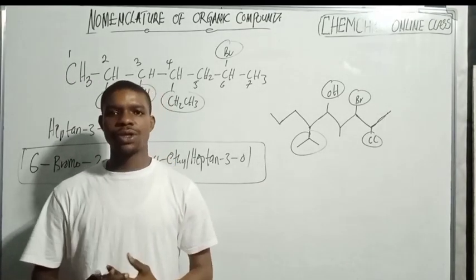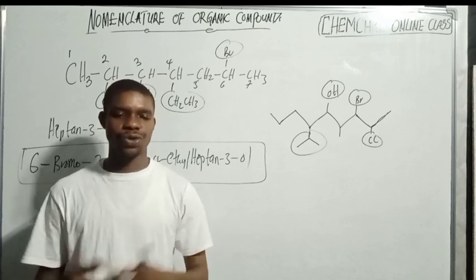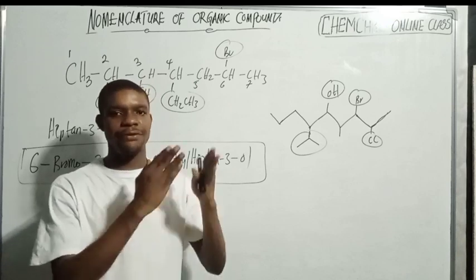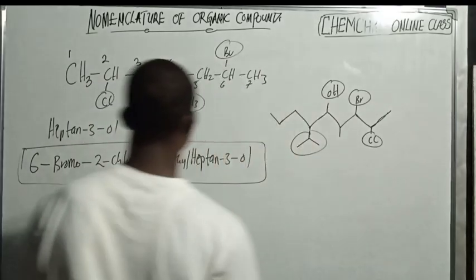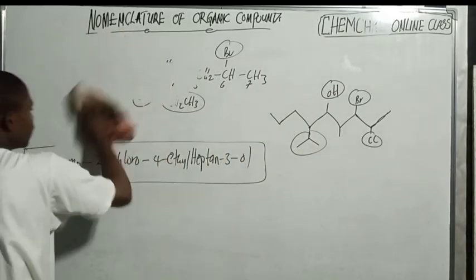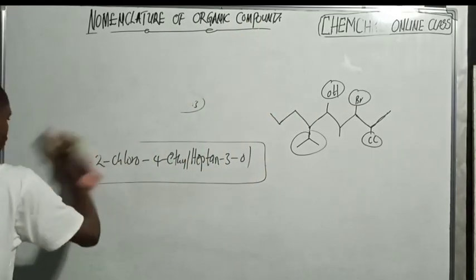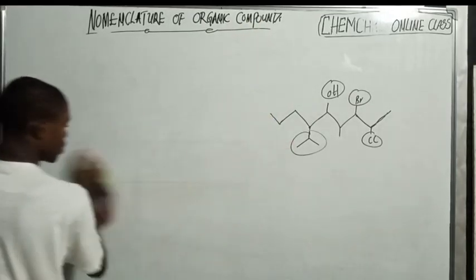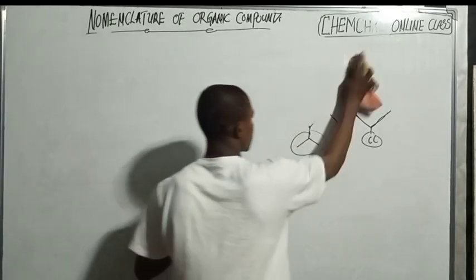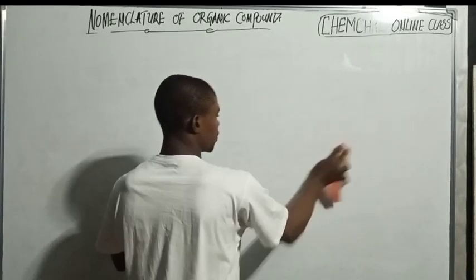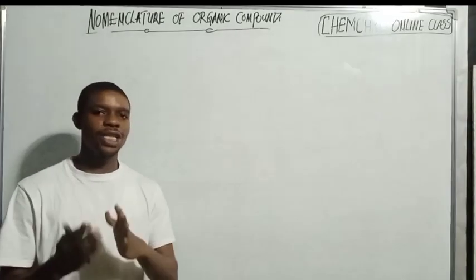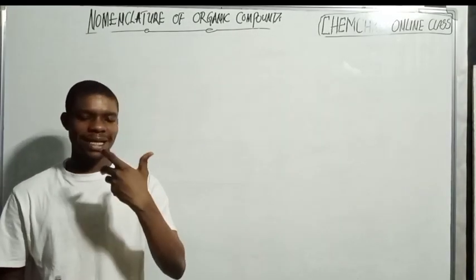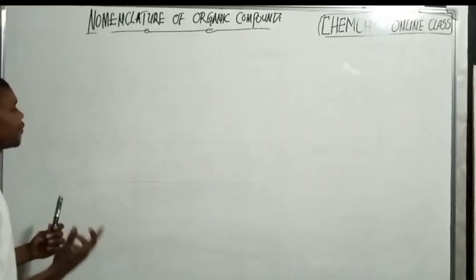Now the next one I want to look at is ketone and aldehyde. Ketone and aldehyde both have the same functional group, so let me show you how to name them. How do you name an aldehyde and a ketone? First of all, understand the structure. They both have the same functional group.